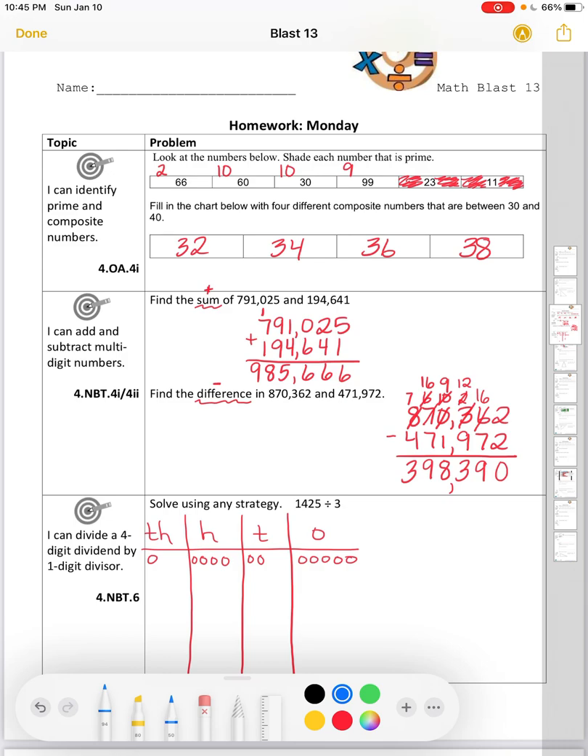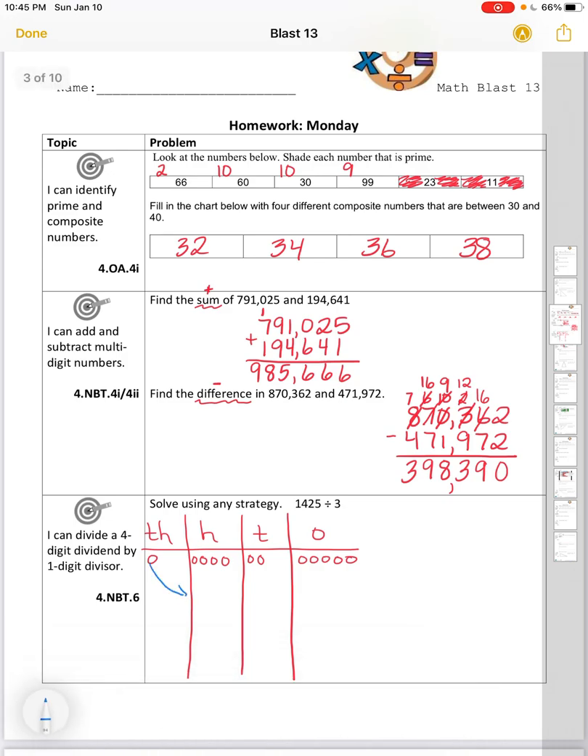I don't have enough in the thousands. I'm going to unbundle that here, which makes 10 hundreds. And now I will make bundles of 3. There's 1, 2, 3, 4 bundles of 3 is what I was able to make. These 2 here are going to come over and make 10 tens each. So each one of those hundreds is going to make 10 tens.